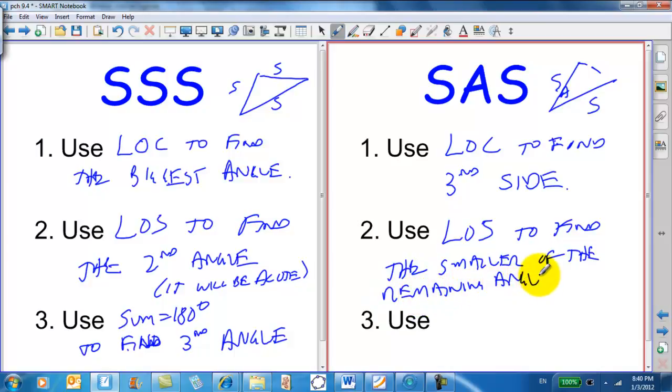How do I know which one's smaller? I'd go for the one that's opposite the smaller side. So in my little sketch here, I'd go for this one. Not this one, because that might be obtuse, but this one is opposite the smaller side, smaller than this largest side, so it couldn't possibly be the obtuse angle. It will be acute. So these little precautions can help you avoid some of the issues with using law of sines to find an unknown angle. And then finally, of course, we can use sum equals 180 again to find the third angle.